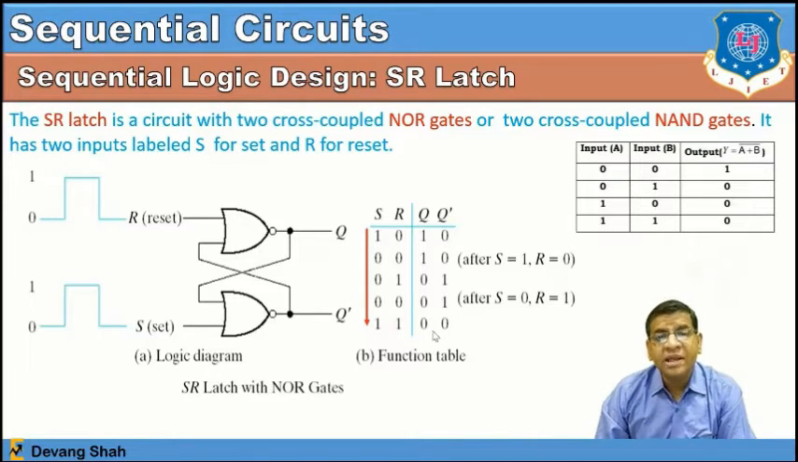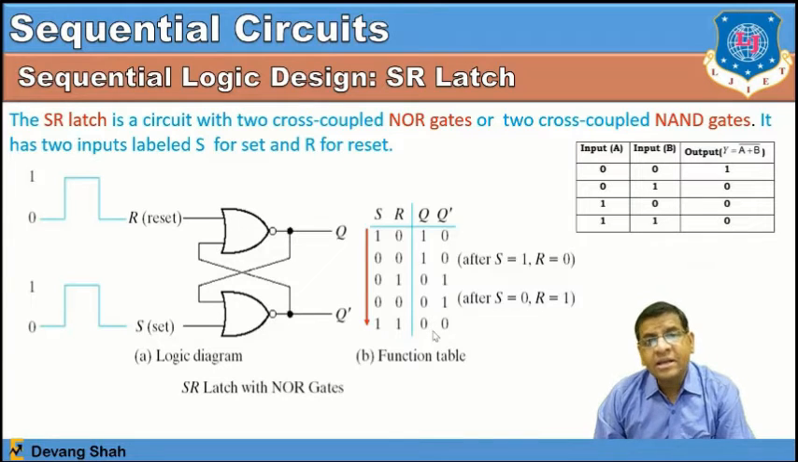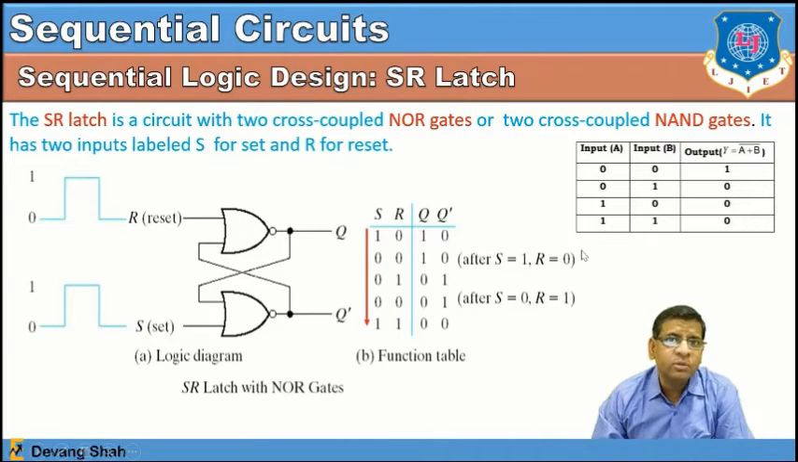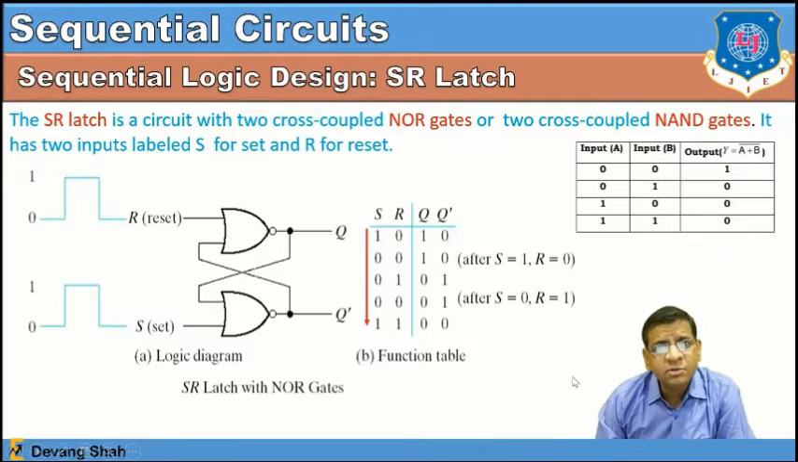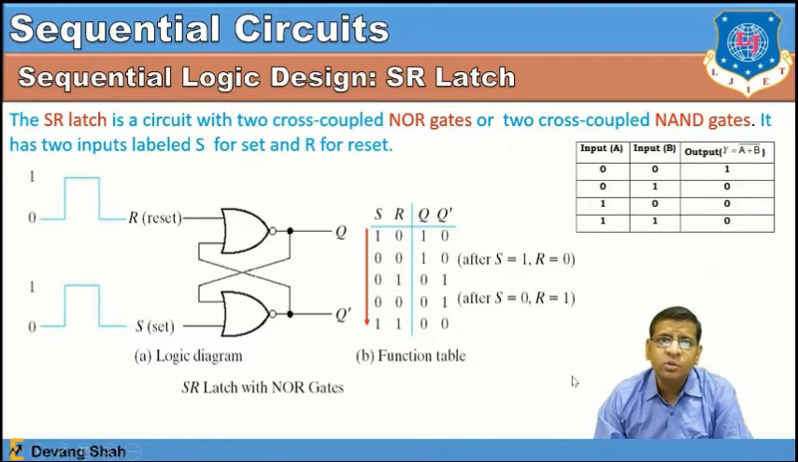Same way, if you take S is equal to 1, in that case Q goes to 1. This condition is called a set condition, right? So from the NOR gate to the table, you can understand the sequential circuit of this SR latch. Again, always start the assumption with either Q is equal to 1 or 0, and you can try to understand the truth table.